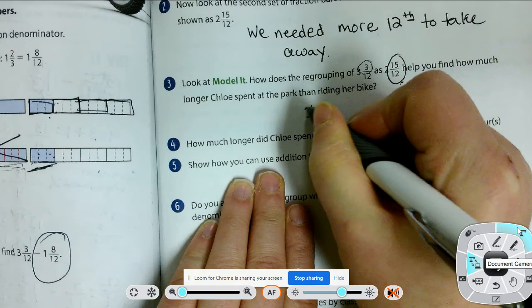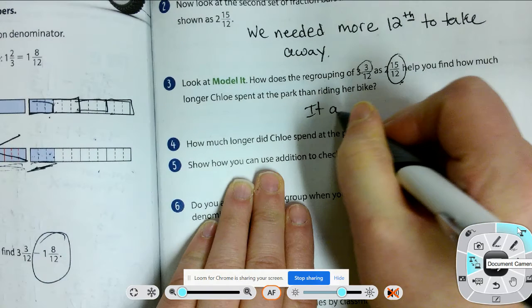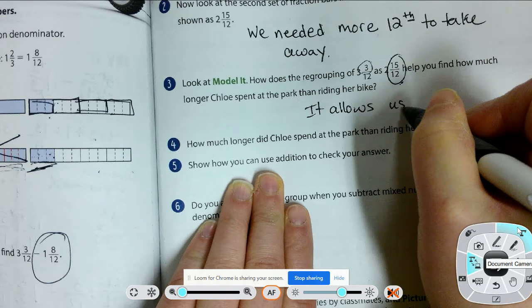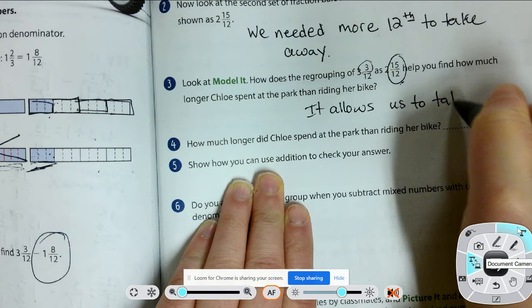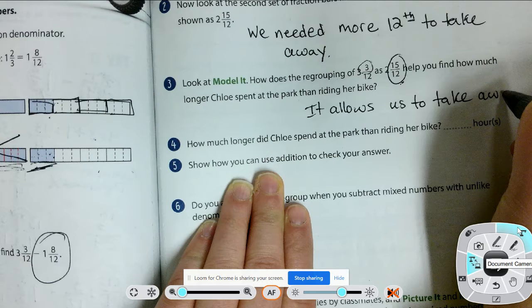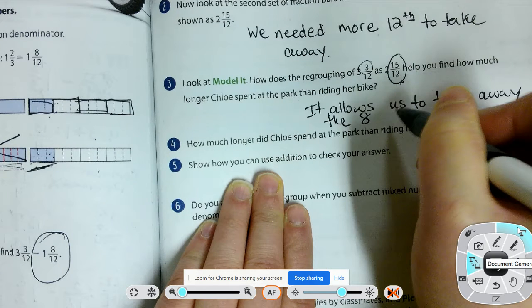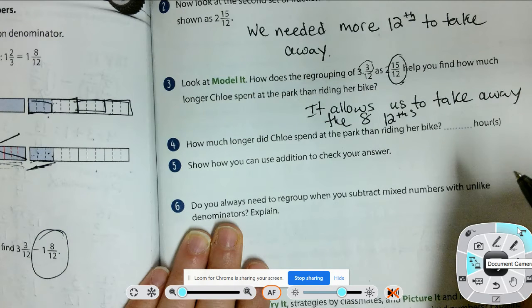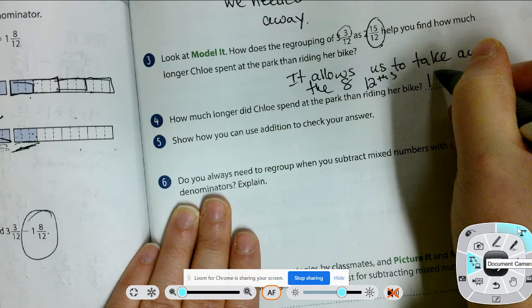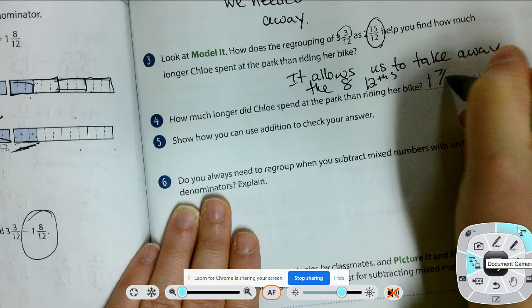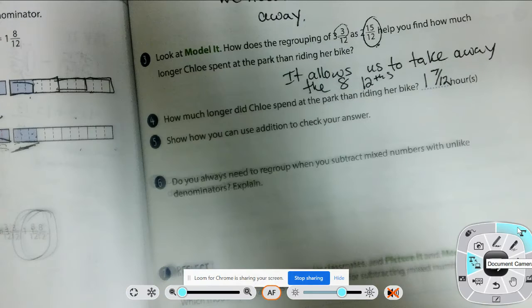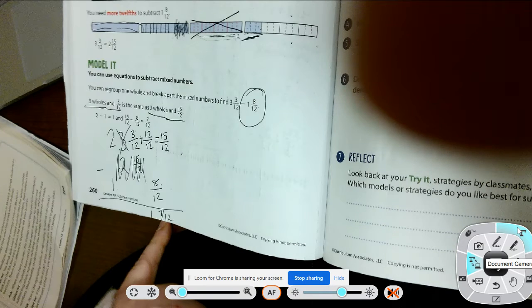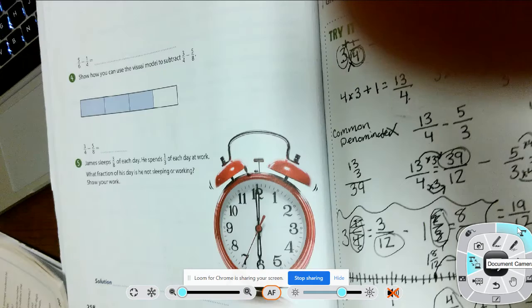So it allows us to take away the 8 twelfths. And she spent 1 and 7 twelfths hours longer. We know that because that's our answer we got here and here.